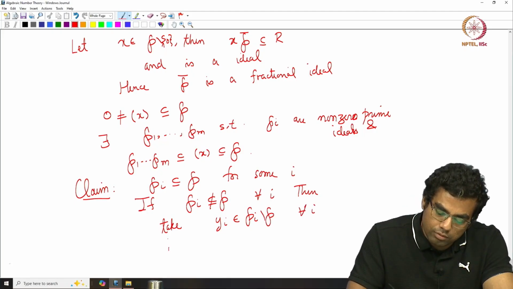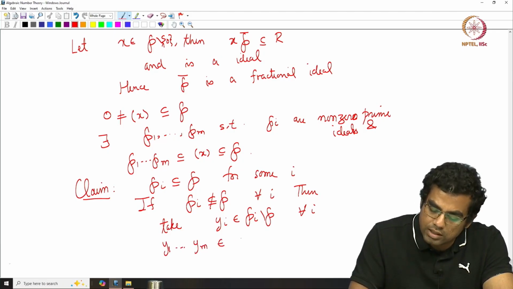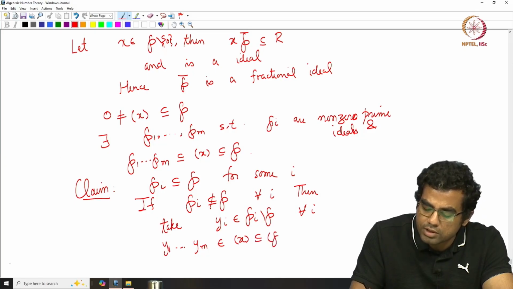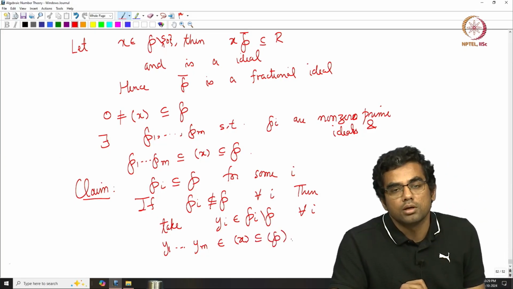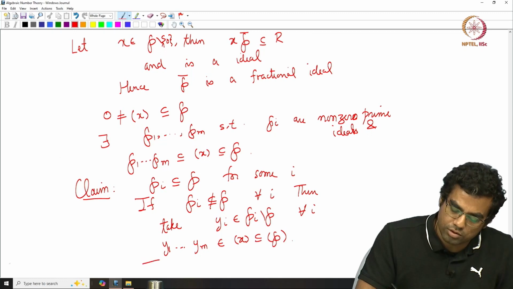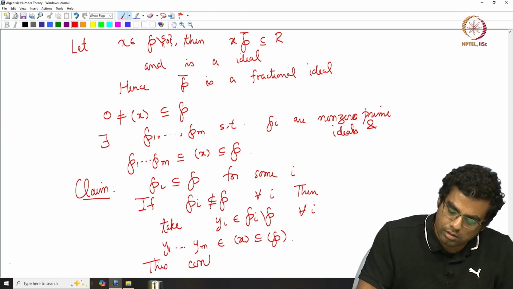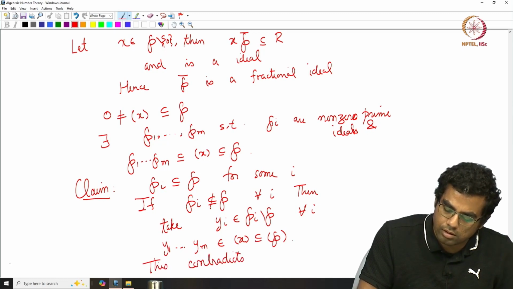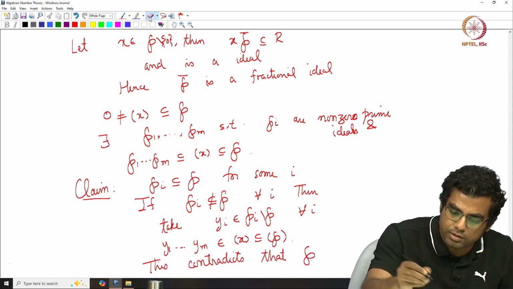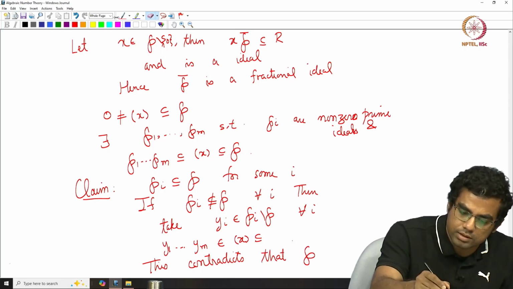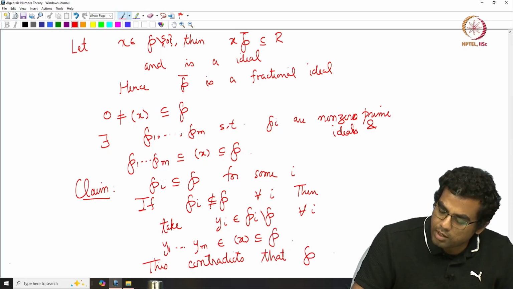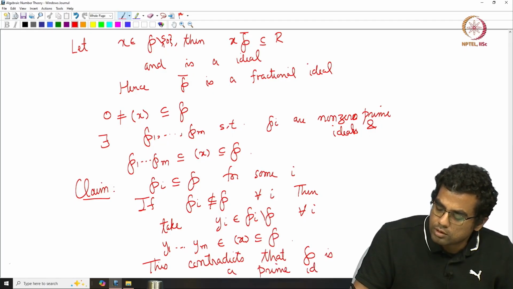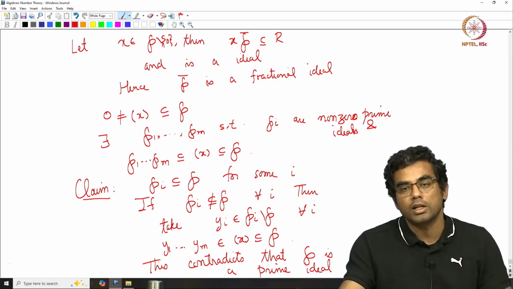Then I take y_1 up to y_m, this is contained in the ideal generated by x, which is contained in P, and that contradicts that P is a prime ideal. Okay. So, this proves the claim.